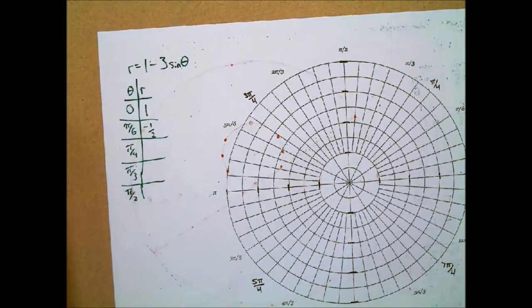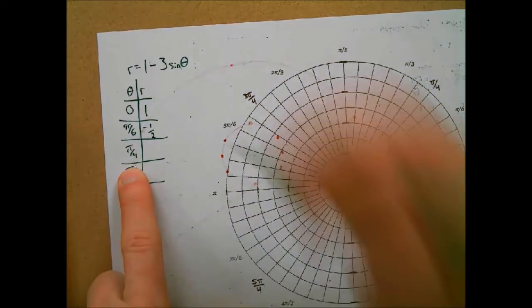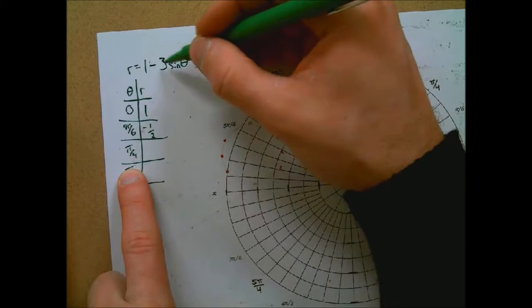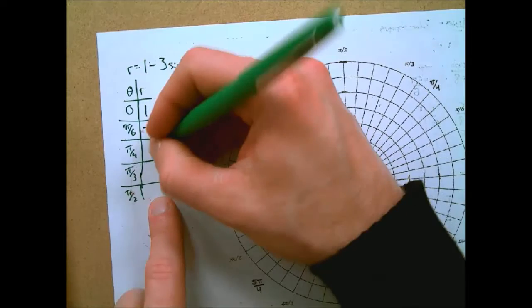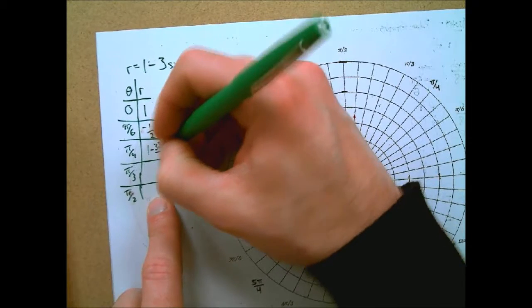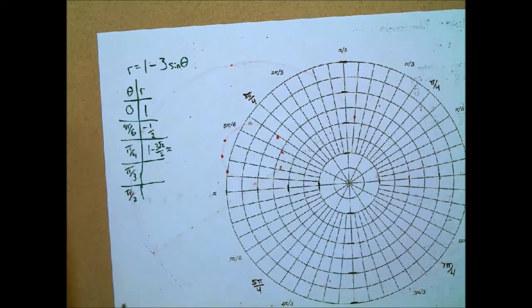Okay, pi over 4 is going to be a little bit trickier because we're going to have root 2 over 2 here. So it's going to be 3 root 2 over 2. 1 minus 3 root 2 over 2 is approximately... You got that for us, Jenna?